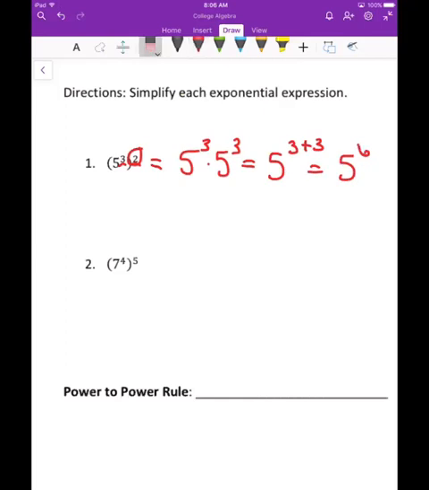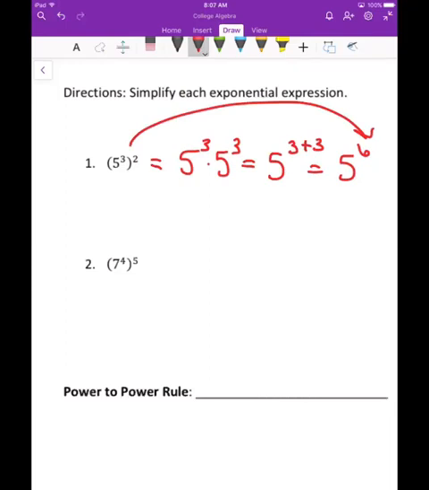So notice now with that original problem, what did we do with 3 and 2? What did we do with those 2 powers to get to the 6th power? We multiplied 3 times 2 to get there.